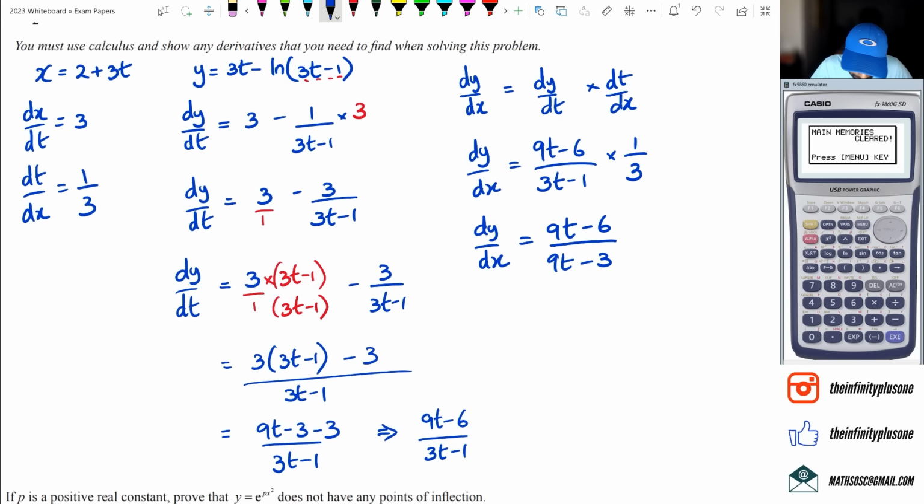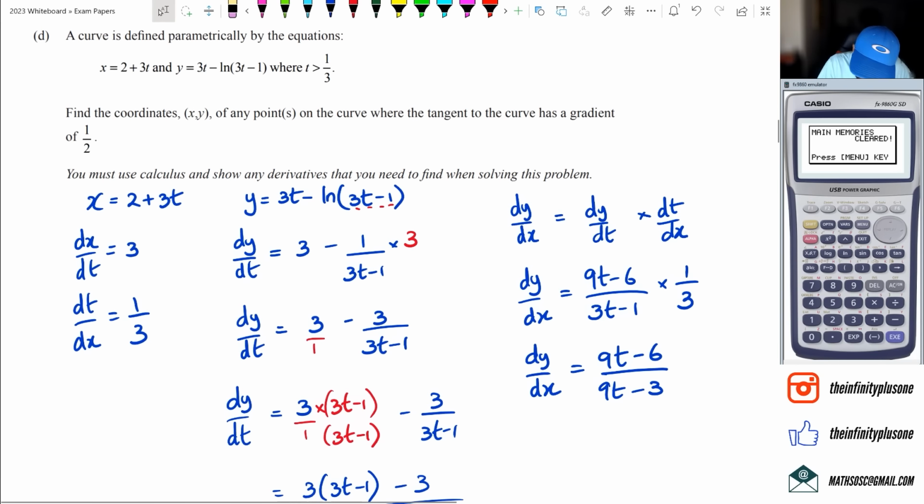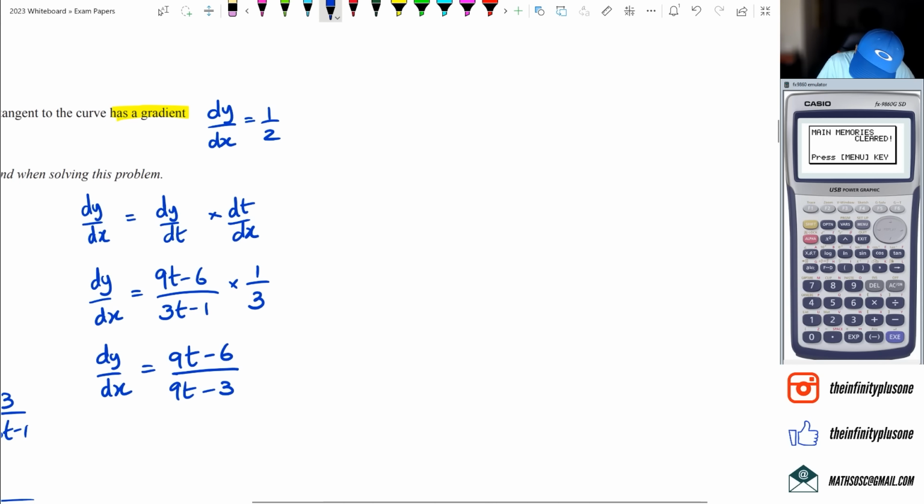Looking good so far. Now going back to the original question. The question says, find the x and y coordinates if it has a gradient of half. Now if it has a gradient of half, that means dy/dx is equal to a half. So we're going to put down that dy/dx is equal to 9t minus 6 over 9t minus 3, and figure out when this is equal to half. Because that's going to give us a t value.